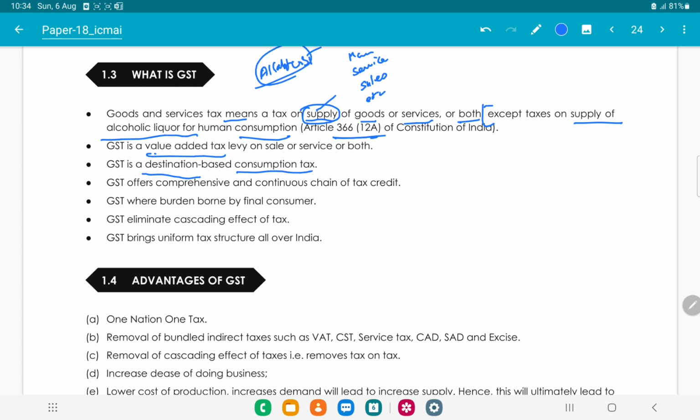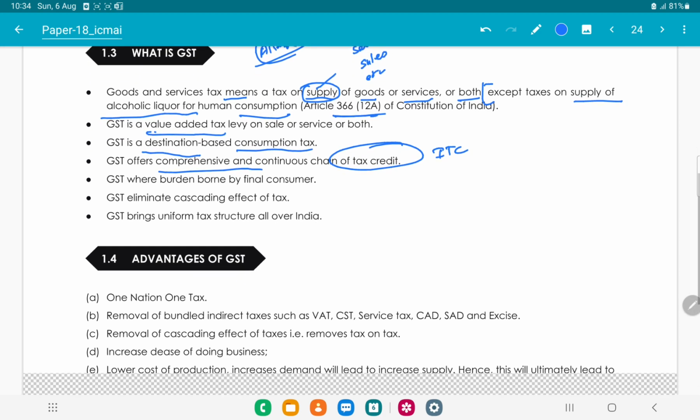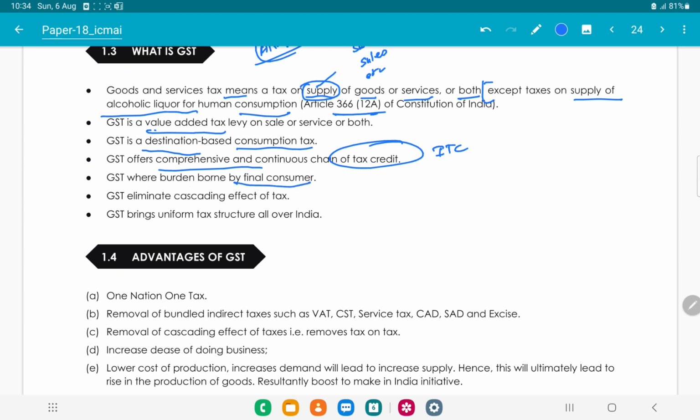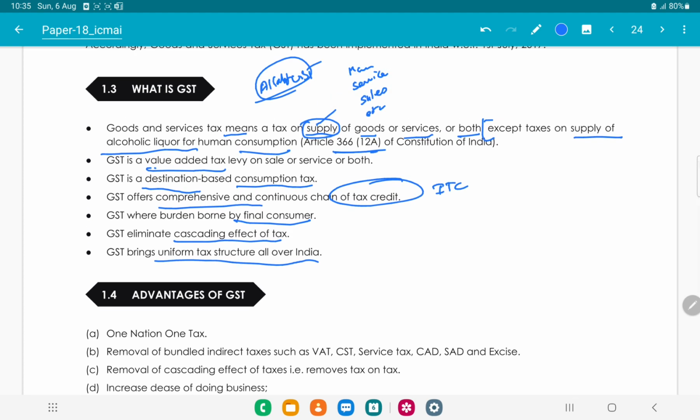GST is a destination based consumption tax. GST offers a comprehensive and continuous chain of tax credit, that is input tax credit. GST burden is borne by the final consumer. The ultimate consumer will bear the GST. GST eliminates the cascading effect of tax. GST brings a uniform tax structure all over India. Wherever you buy a phone, wherever you buy any electronic item, the GST rate will remain the same, uniform. It will not differ from state to state. It will be a uniform tax.